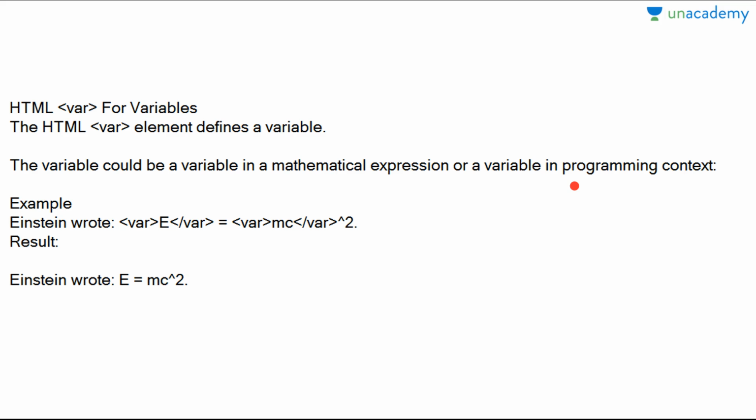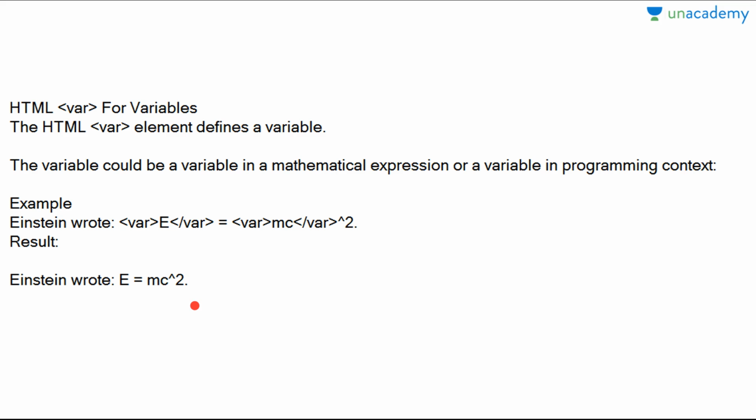So the main purpose of the var tag is that when we want to define a variable on a web page, we can use the var tag. Let's see it with an example. Einstein wrote var e var close is equals to var m c var close raised to power 2. The result will be: Einstein wrote e equals mc square. So this is the output of the variable example, and this is how we use variables.